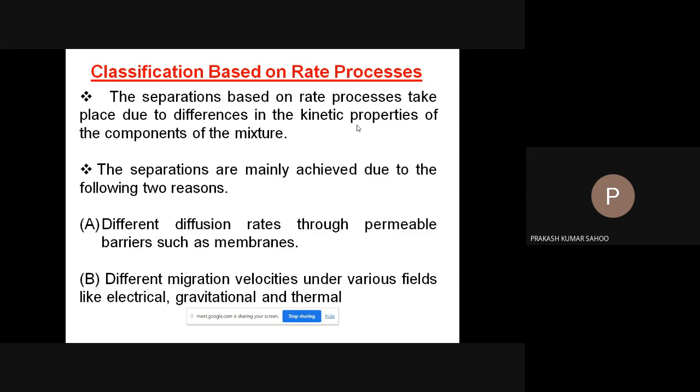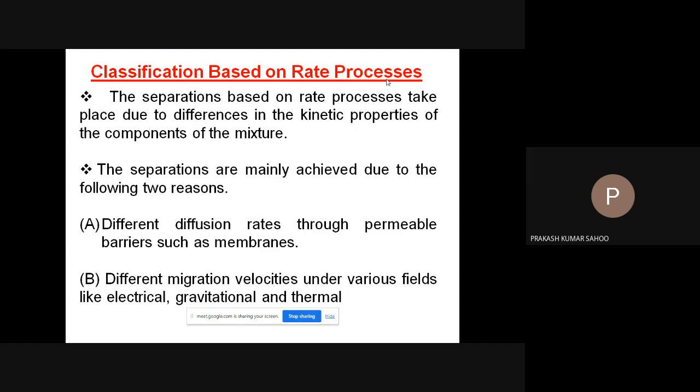So let's come to the first point, that is different diffusion rates through permeable barriers. The most commonly used permeable membrane is the semi-permeable membrane. So what is SPM? That is semi-permeable membrane. Just like if you have experienced a boiled egg, in a boiled egg there is a thin layer which is very much different from the surface of the boiled egg. Very thin layer, which is a semi-permeable membrane.